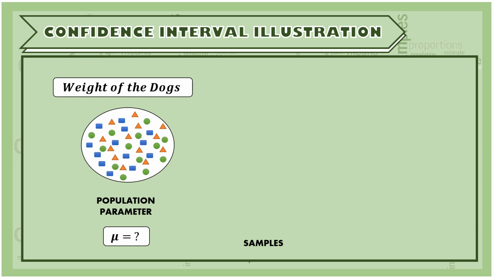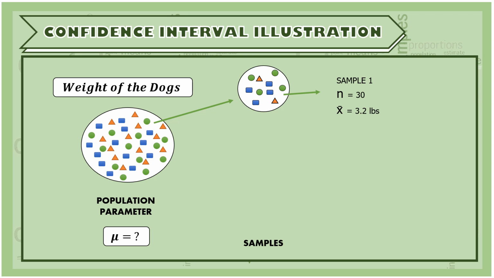So what we're going to do is to take some samples from the population to give a better judgment or estimation. Let's say for our first sample, I took 30 dogs from the population, and from these 30 dogs, we weighed them and computed the average weight, which is 3.2 pounds. Then we take another sample, which is 231, with an average weight of 4.1 pounds.